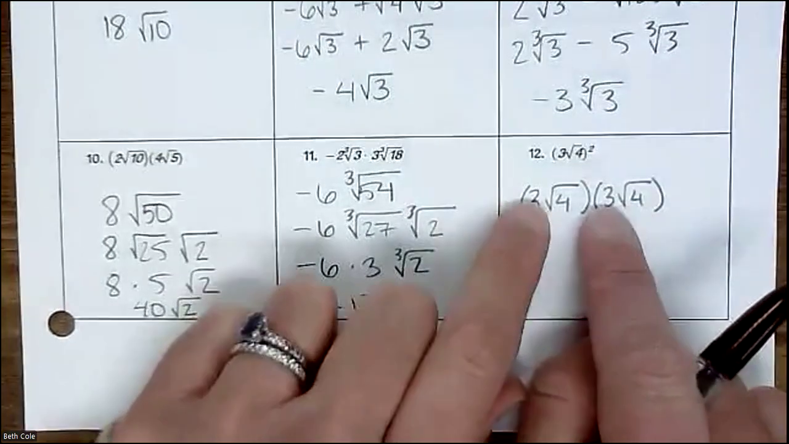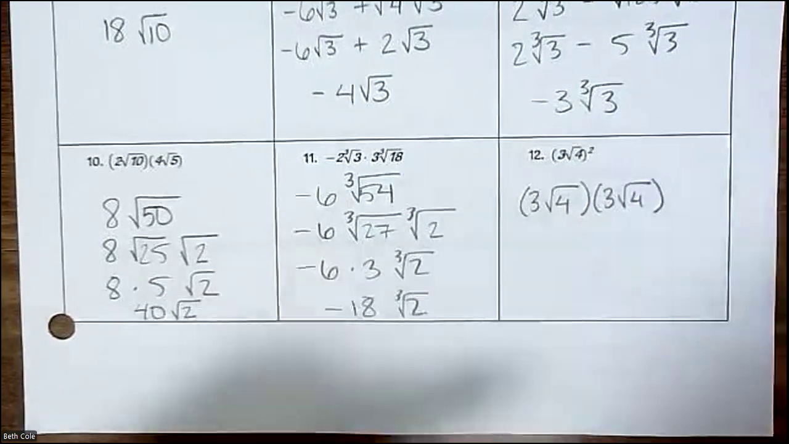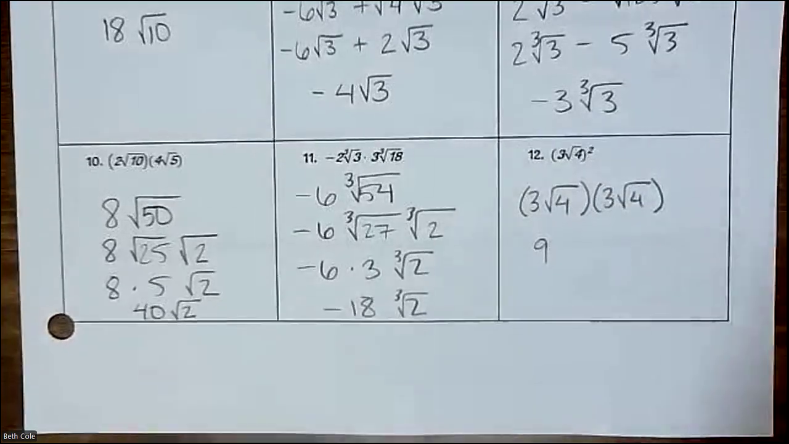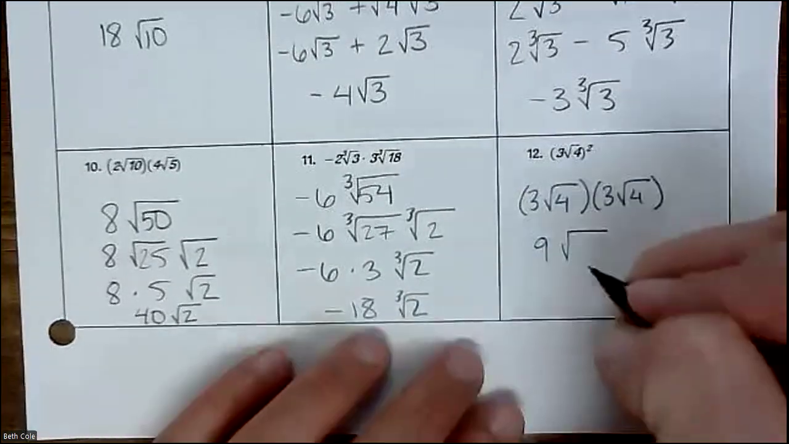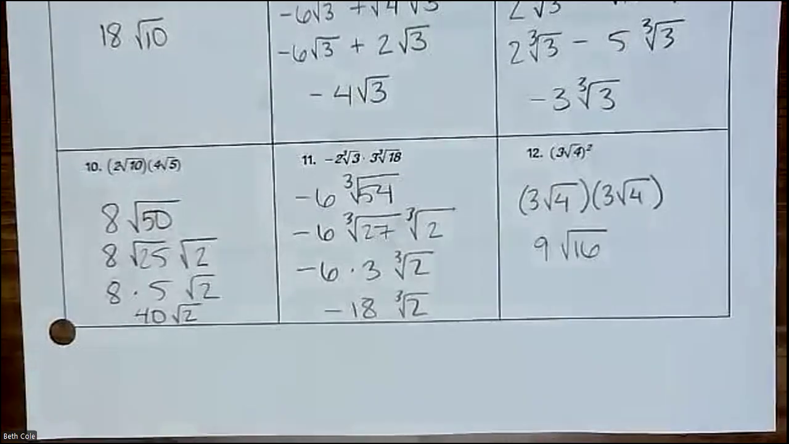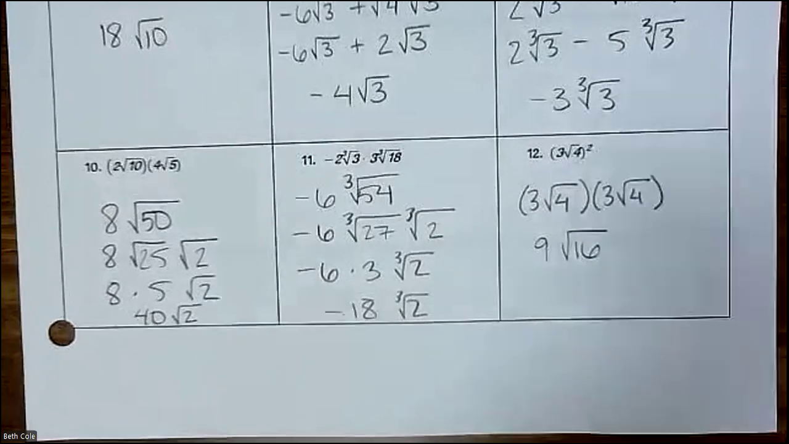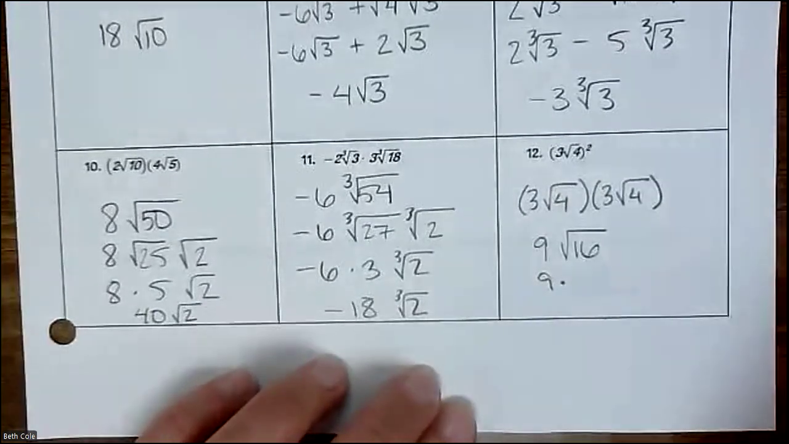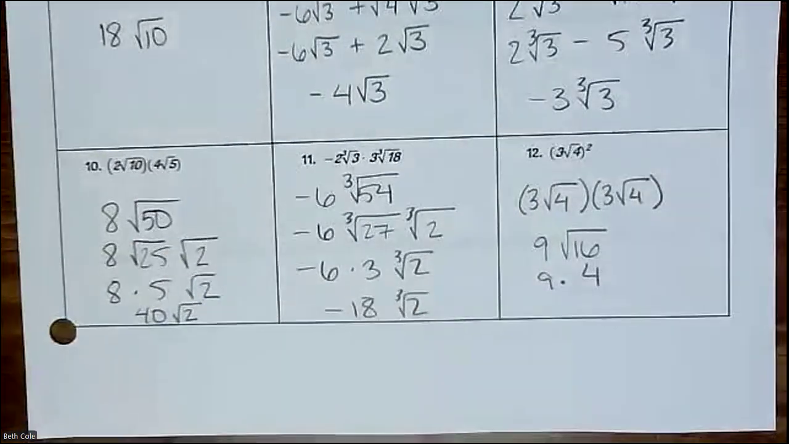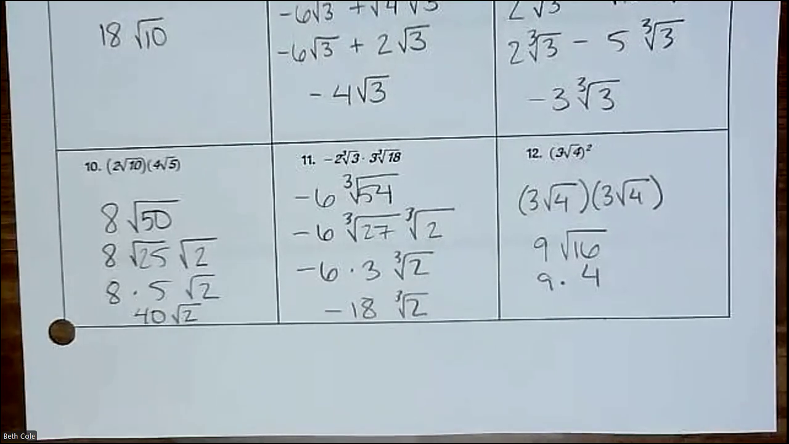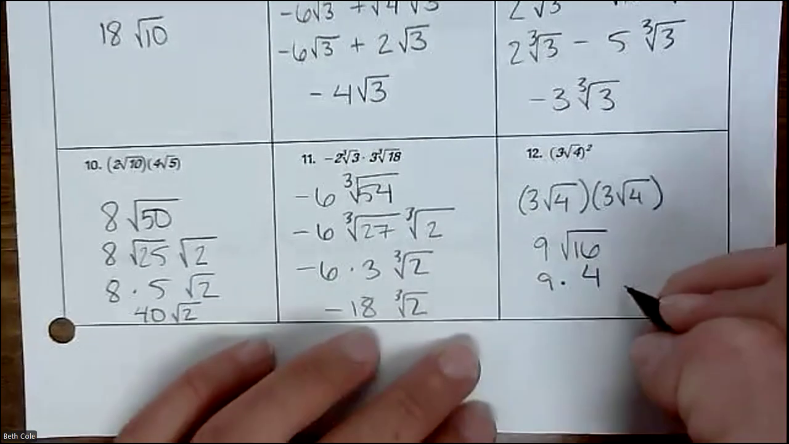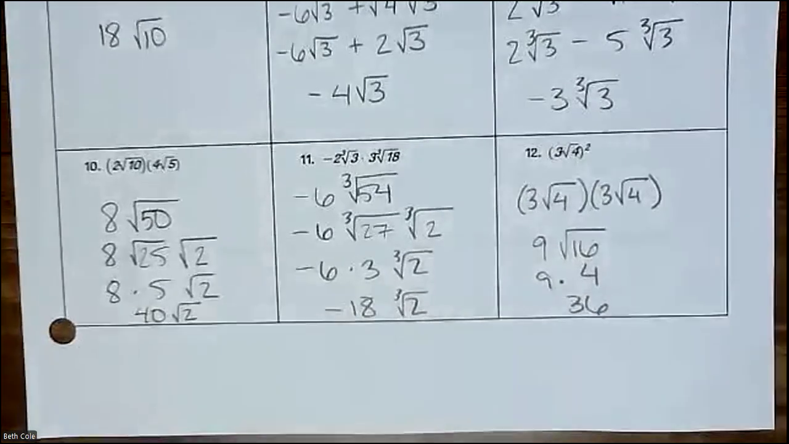So we're going to multiply the numbers outside, multiply the numbers inside. 3 times 3 is 9. And then underneath 4 times 4 is 16. Do not break it apart. 16 is one of your perfect numbers. What is your square root of 16? 4. Believe it or not, that messes people up the most, because you don't have to do anything. All right. And then 9 times 4 is 36.